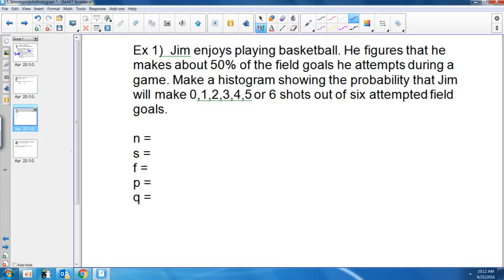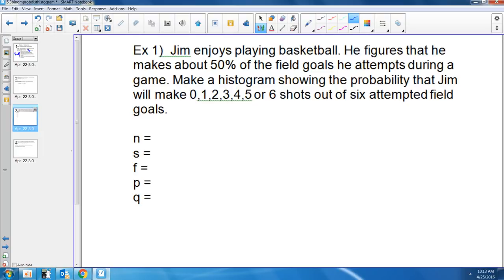The example is where the student is going to try field goals and is considering that they have a 50% chance of making them from anywhere out of the paint. And so if Jim tries 6 shots, the question is, what does the histogram look like? And then what's the mean? How many attempts would you expect him to get? And what would be the standard deviation?